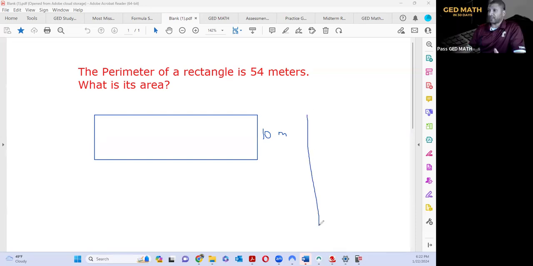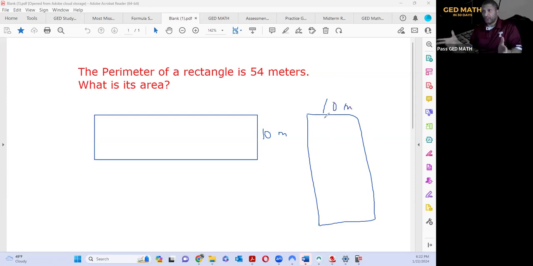This rectangle is just turned. So this is how I explain length and width. Width is how wide something is. Length is how long it is, so how long it is, that's height. That means vertical. Width is horizontal.